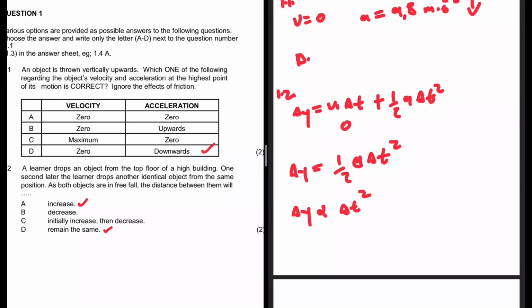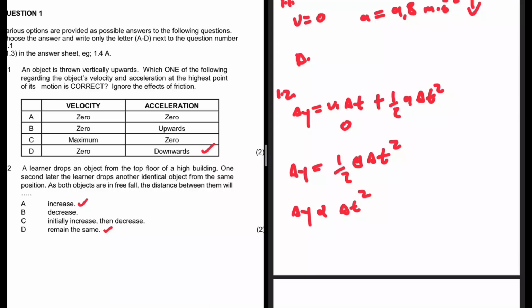Delta y is not directly proportional to delta t. It is directly proportional to delta t squared. If it was directly proportional to delta t, the distance would remain the same. But we can clearly see that it is directly proportional to delta t squared.